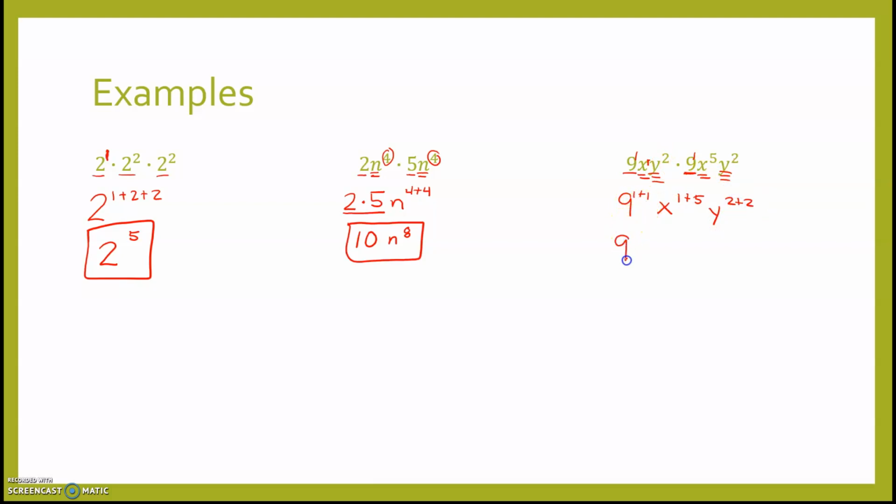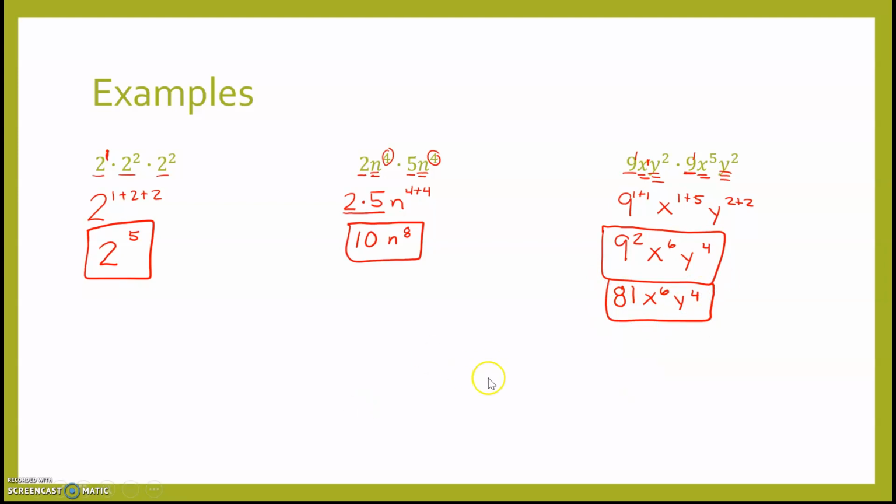Okay, then we're actually going to add them. 1 plus 1 is 2. X, 1 plus 5 is 6. And y, 2 plus 2 is 4. I would accept this as an answer, but since you are able to actually find 9 squared, 9 squared is 81, because it's 9 times 9 is 81, you could also have the answer of 81x squared y to the 4th.